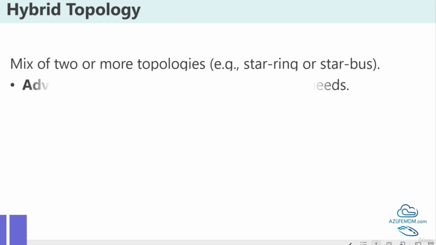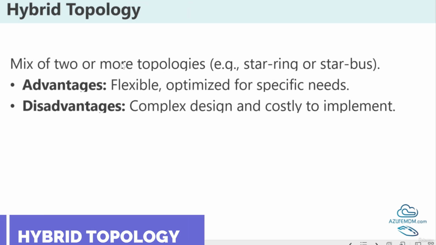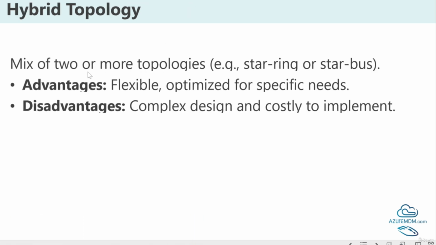Now, hybrid topology. It is a mix of two or more topologies, for example, star topology with ring topology or star topology with bus topology. The advantage is it is flexible and optimized for specific needs, so you can customize or optimize this hybrid topology according to your needs. The disadvantage is it has a complex design and is very costly to implement.